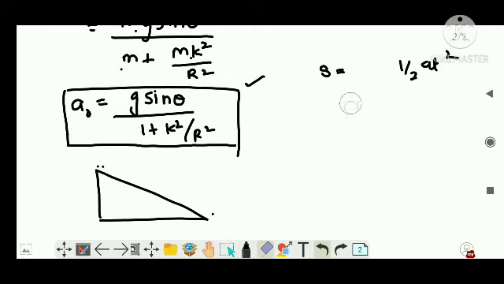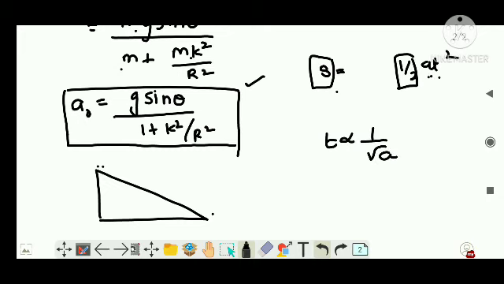Right. From here I can say that t, this is constant. If I consider this is constant, half is constant. So I can easily say that time is inversely proportional to root a, right? That is, t square is inversely proportional to a. So this is a very important scenario.